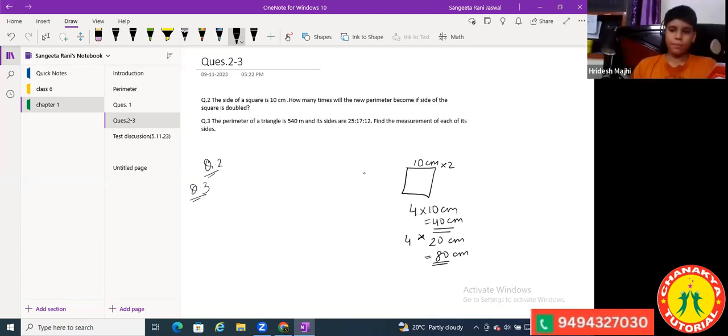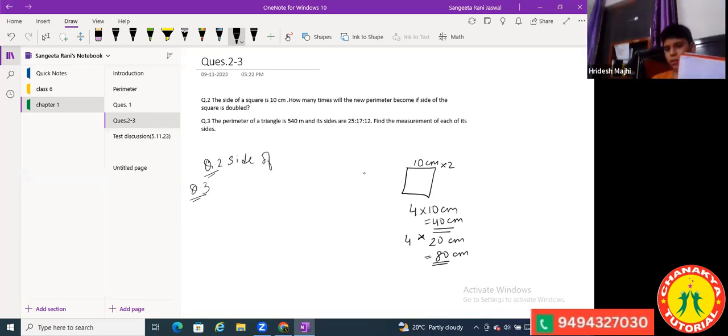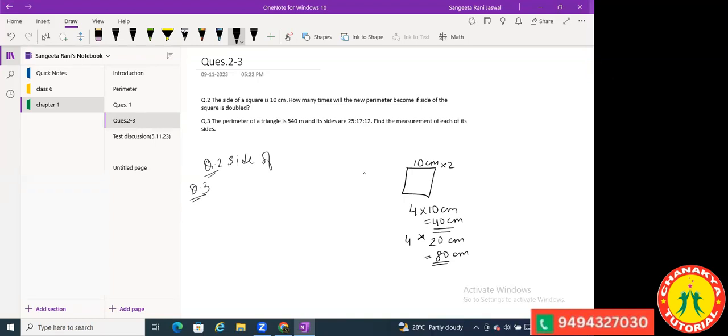You were listening, and you were also looking at me. How am I writing the statement? That's the way you need to write. Now, if I have to show you, I'll write here: length side of the square. Now, everyone sees side. The answer is 80 centimeters.